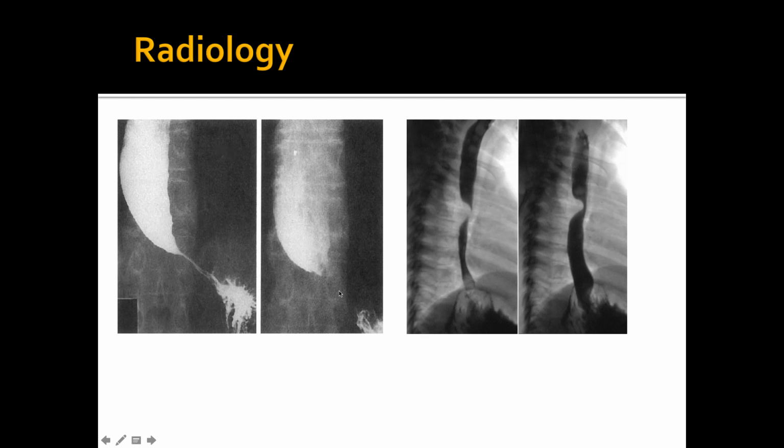On the right, we can describe this as a smooth filling defect in the mid-esophagus. This could be due to external compression. You could say it could be a benign process. One of the more common benign problems of the esophagus is leiomyoma or a lipoma of the esophagus. These are usually asymptomatic and are found incidentally on workup.